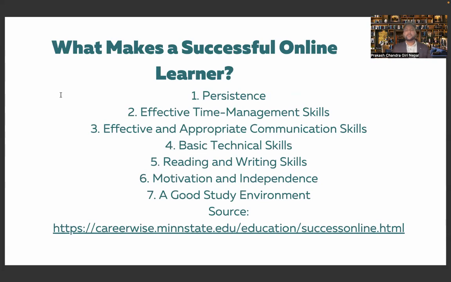What makes a successful online learner? Number one, persistence. This is the powerful one. Effective time management skills. If we don't manage time, we cannot be a successful online learner. Effective and appropriate communication skills. The more we communicate, the more we learn and the more we can engage. Basic technical skills. If some technical glitches or problems occur, we can solve them, or we can Google it, or use ChatGPT or something like that, so that we can solve the problems.